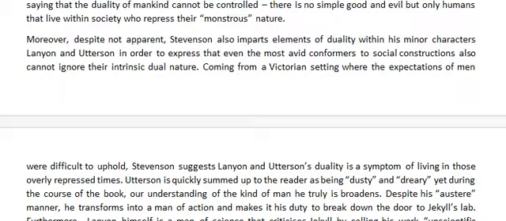It says Stevenson gives them that, and then it says why Stevenson gives them that, to express that even the most avid conformers to social constructions cannot ignore their intrinsic dual nature. Beautiful. I love it. I love this way that this student has these topic sentences that just hit the nail right on the head and really make it clear this is what this paragraph is about.